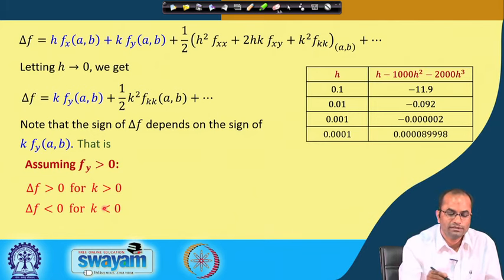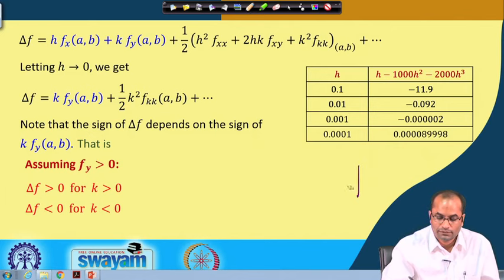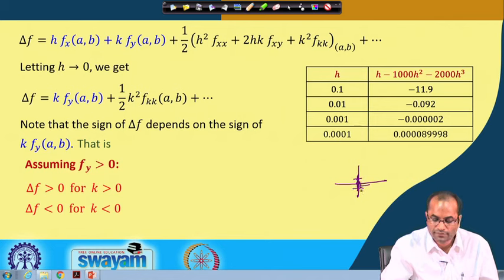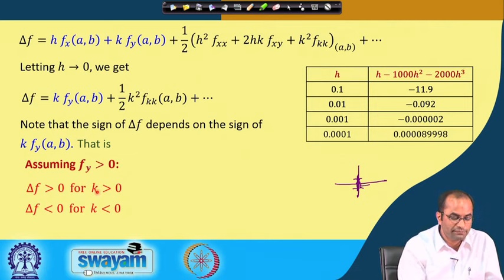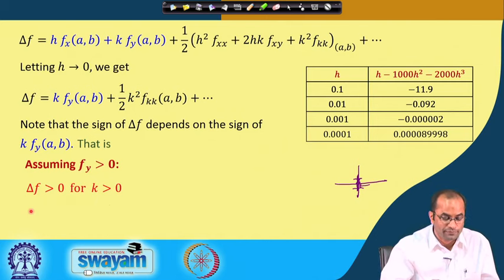So, we are moving in the direction of k. For example, this is h equal to 0 and k equal to 0. We already let h go to 0 here, so the neighborhood points are only in this direction of y. When k is positive, we are in the neighborhood on the upper side, and when k is negative, we are in the neighborhood somewhere here. Then for k positive, there is a point in the neighborhood where delta f is greater than 0, and there is a point in the neighborhood where delta f is less than 0.